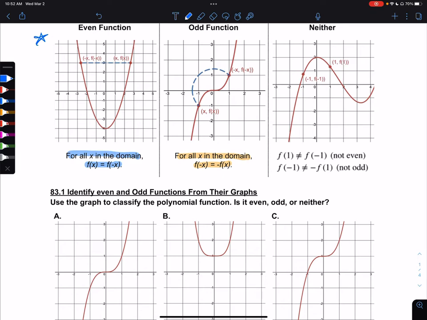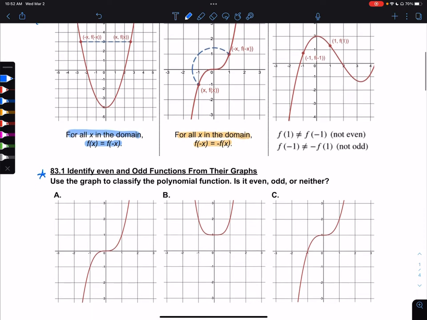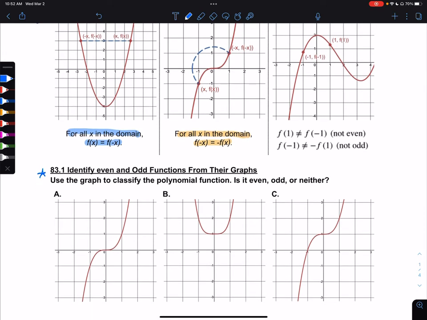In 83.1, identify even and odd functions from their graphs. Use the graph to classify the polynomial function. Is it even, odd, or neither? So one of the things that you're going to want to do is pick a point on the graph. So this point here, I have the point 1, 1. And what I want to look for is, is that reflected across the y-axis? So is that here? No, so this can't be even.